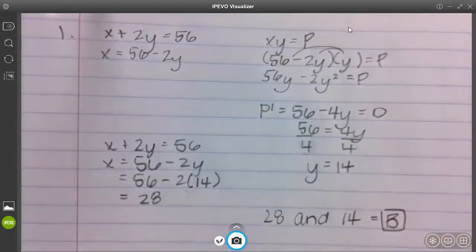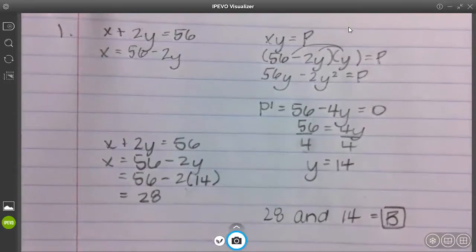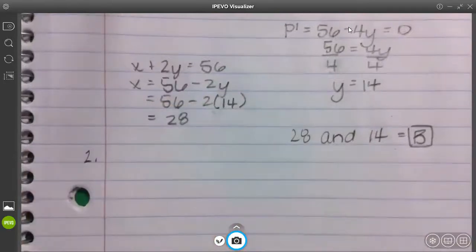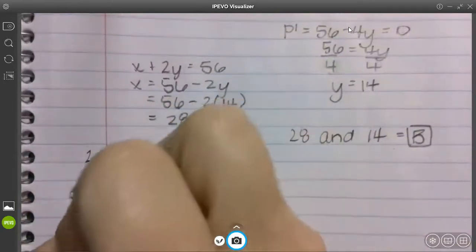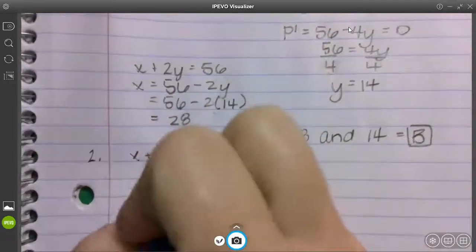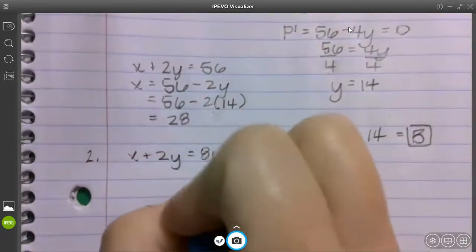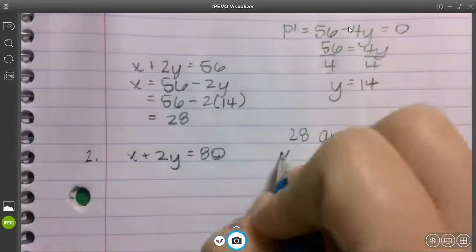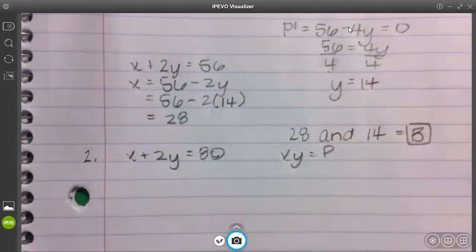All right. If you guys look, your test is going to work this same way. Number two looks almost identical to number one. So number two says find two positive numbers such that the sum of the first and twice the second is 80. So the sum of the first and twice the second is 80, and whose product is a maximum. So XY equals your product.